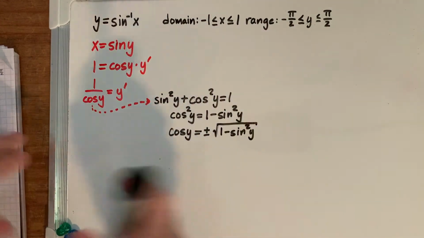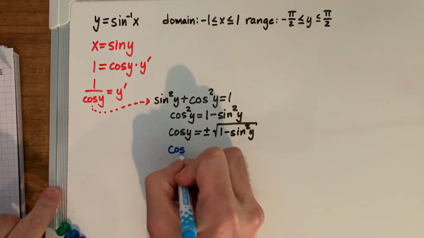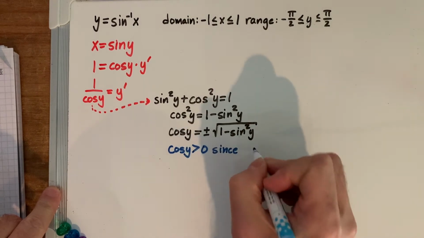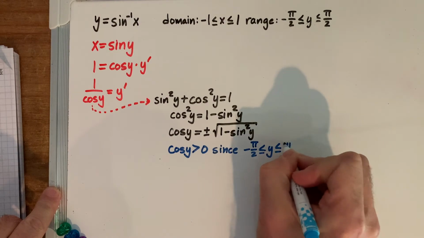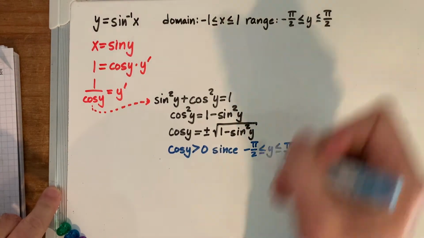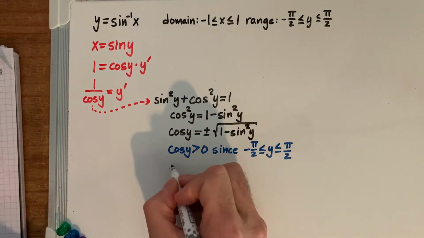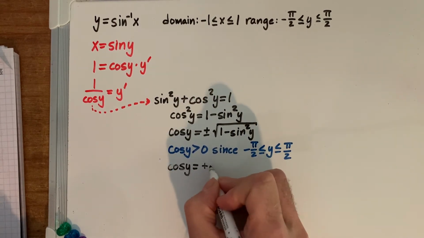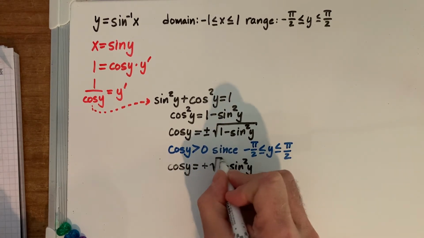Now, we know here that the cosine of y must be greater than 0 because our y values are between negative pi over 2 and pi over 2. That's part of our restrictions with inverse sine. So if cosine has to be positive, then we know that the cosine of y is going to equal the positive square root of 1 minus sine squared of y.